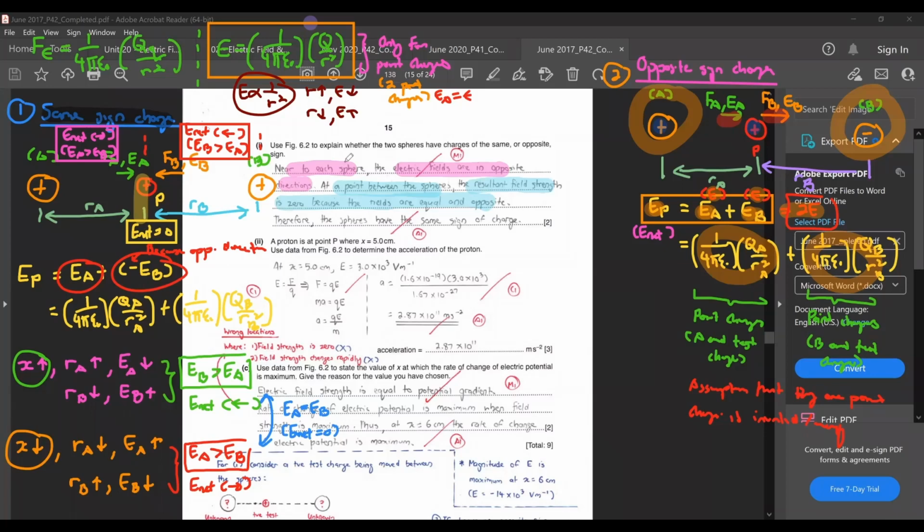So of these 2, you need to choose one. Choose one, because either one of these will explain to you that your spheres actually have the same sign of charge. Okay? This is where your other point comes from. So choose one point. You saying same sign of charge is another point. Okay? This is how you deduce from your field strength versus distance graph.